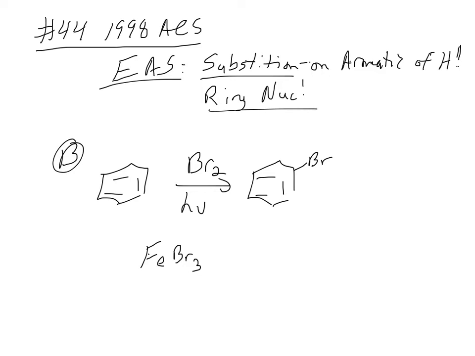So that should be kind of a clue. Like, wait a second. To put a chlorine on, I need FeCl3. To put a bromine on, I also need FeBr3. So what's this light doing? So B is the one that's not electrophilic aromatic substitution. That's the answer. So if you see that radical, all of a sudden there is no nucleophiles and electrophiles. So really they're asking you, do you know what electrophilic aromatic substitution is? That's kind of the question they're asking here.